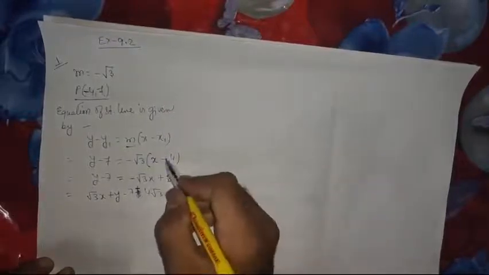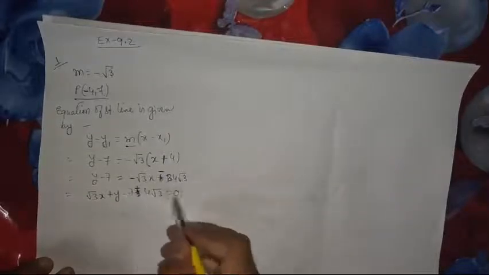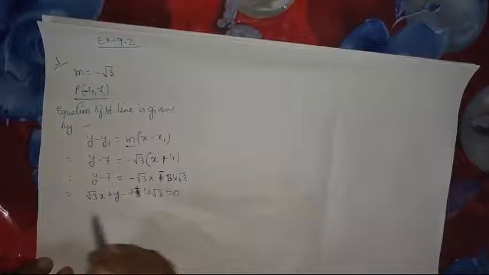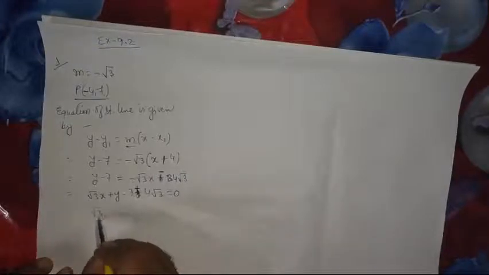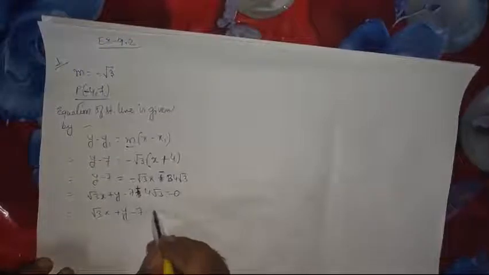Oh sorry, it is minus 4, right? If it is minus 4, then it will be plus. Minus 4, it will be plus. So this will be minus, and when it comes to this side, it will be plus. Okay, so you get this expression again. I am writing it again, root 3 x plus y minus 7 plus 4 root 3 is equal to 0. I'm just repeating the step so that you don't get confused. Okay, this is number 1.